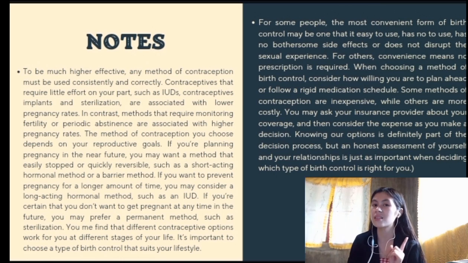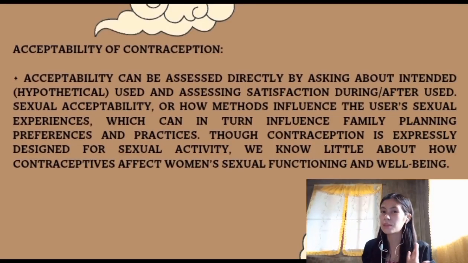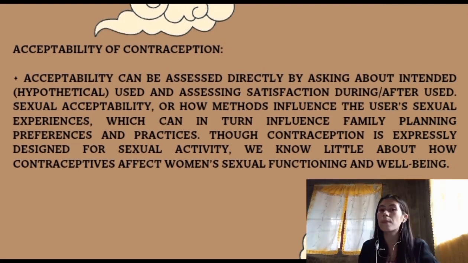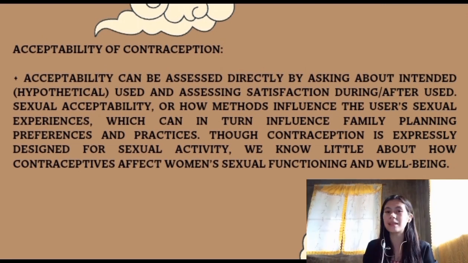Knowing our options is definitely part of the decision process, but an honest assessment of yourself and your relationship is just as important when deciding which type of birth control is right for you. So when we say acceptability, it can be assessed directly by asking about intended hypothetical use and assessing satisfaction during and after use. Since condoms, withdrawal, and vasectomy have been around for a very long time, there are very few data of this nature on them as contraceptives rather than as preventions of infections. However, a holistic approach to contraceptive acceptability is needed to capture the full range of women's sexual experiences.